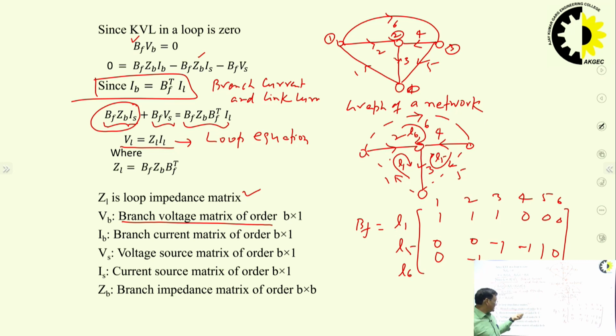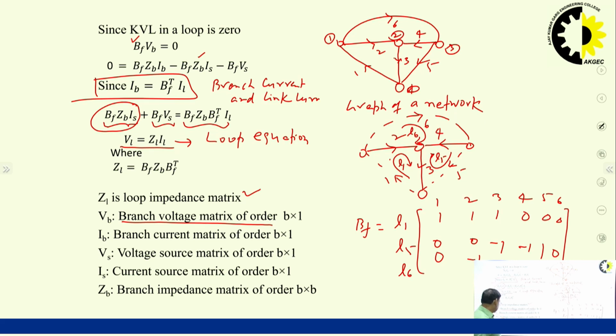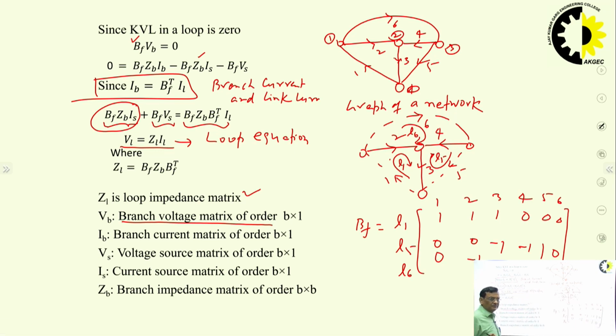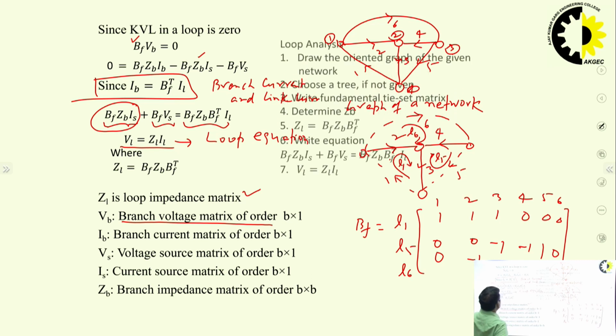I, the branch current matrix, is of order B into 1, where B is the number of branches. This is a column vector. VS is also a column vector, IS is also a column vector. ZB is the branch impedance matrix of order B into B, so it is a square matrix. B is the number of branches. If there are 6 branches, ZB will be of order 6 by 6. We will explain all these things with the help of some examples.